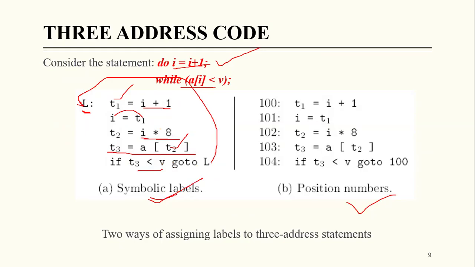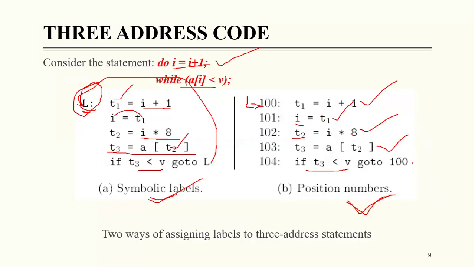Instead of symbolic labels like L, we can write the same code with position numbers. In position numbers, we write the sequence number of the statements, such as 100 onwards. Initially we write the same code: t1 is equal to i plus 1, which increments the i value, and it is assigned to i. Next we calculate the memory offset for accessing the array element and assign it to t2. Then t3 is a of t2, which is a of i, and we check whether a of i is less than v.